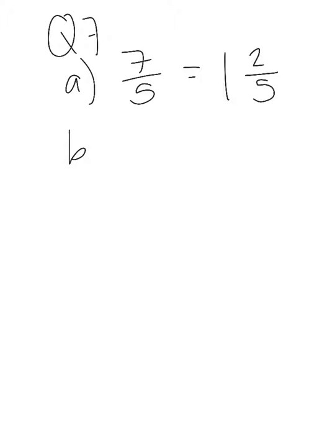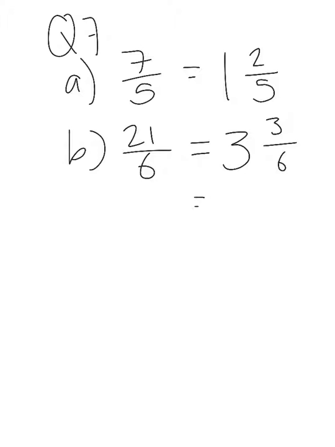Okay, the second question is 21 over 6. So we need to know how many 6s go into 21. I know 6 3s are 18, so probably 3 whole 6s go into 21. That brings me up to 18, so I need to know how many are left over. So after 18, 19, 20, 21, so there are 3 left over, 3 sixths. So I need to simplify. I've got 3 wholes. 3 over 6, however, is the same as 1 over 2, so it's 3.5.